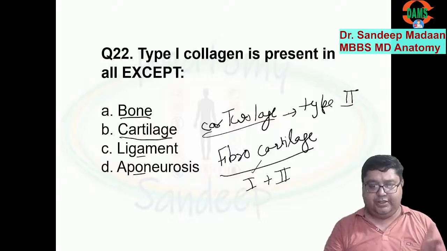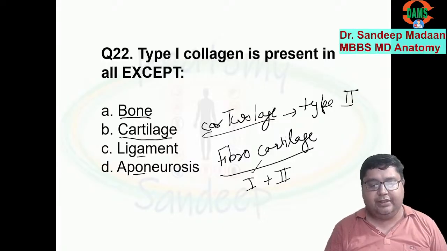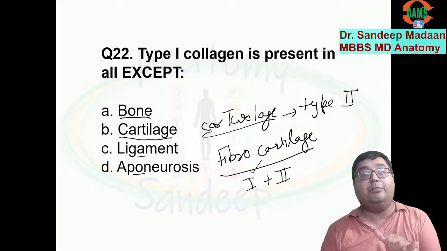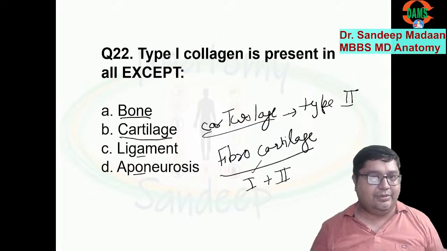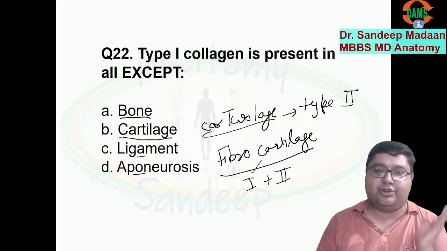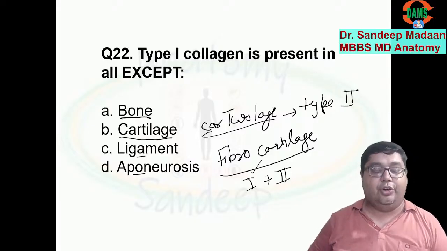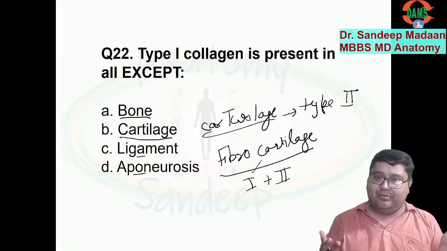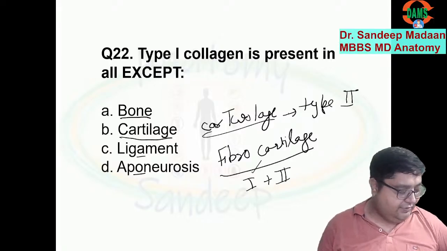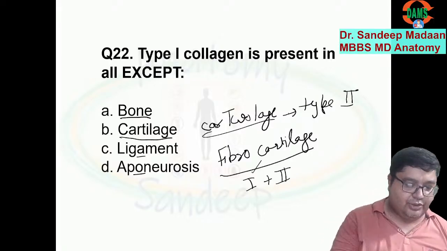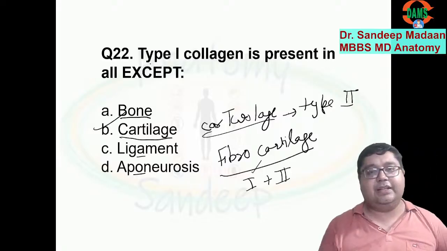And among the options, like in the NEET style, what do they say? Mark the correct or most appropriate answer. So sometimes you may not have a single answer, like this question. We don't have any single answer because all of them are having type 1 collagen. Or sometimes there can be two answers possible, right? So in this case, we don't have any clean answer. We have to mark the most appropriate. Definite answer will be cartilage.